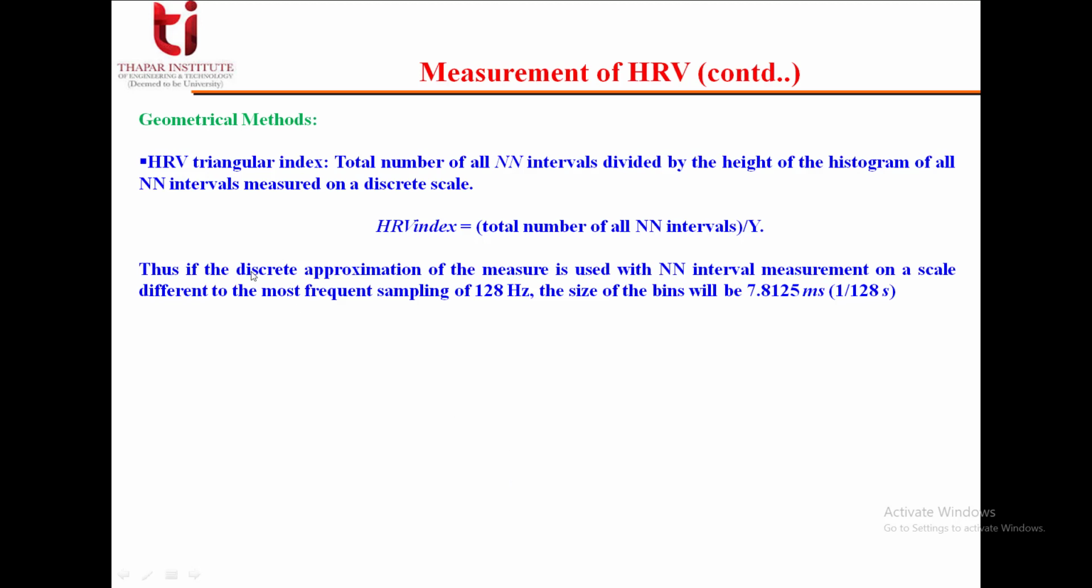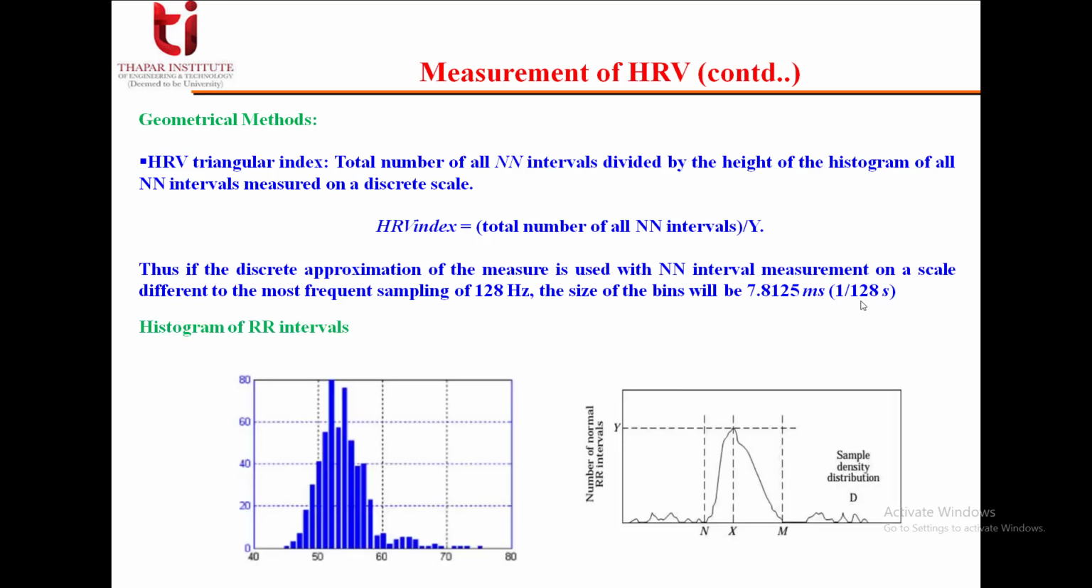Thus, if the discrete approximation of the measure is used with NN interval measurement on a scale different to the most frequent sampling of 128 Hz, then the size of bins will be 7.8125 milliseconds, that is 1 by 128 second. You can see in this diagram also. So this is the peak. You can see here this Y. That is the peak in the histogram, that can be continuous, that can be discrete.